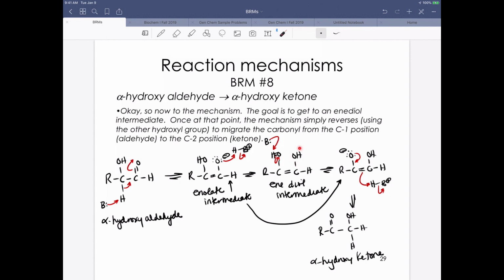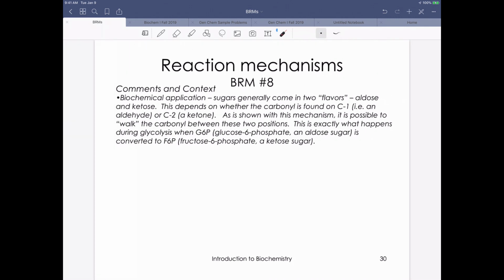Now again, if we deprotonated this alcohol group, we would just go right back towards our starting molecule. But by choosing to deprotonate a different OH group, we move this in the direction of having that second carbon be our carbonyl, and then what was an aldehyde now is an alcohol. And so context for this really important application is sugars generally come in two flavors. We've got an aldose and a ketose flavor. This really isn't going to become applicable until we get to chapter 8 and study carbohydrates, but again, we're going to see this mechanism come up.